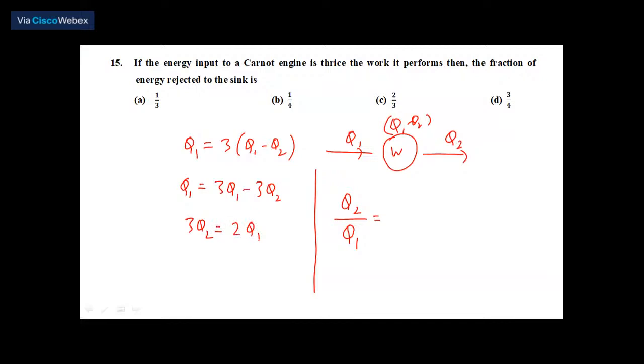Okay. So Q2 divided by Q1 is equal to 2 by 3. So option C is correct. Fraction of energy rejected to the sink is Q2 divided by Q1, which is equal to 2 by 3. Yeah. We'll move to the next one.